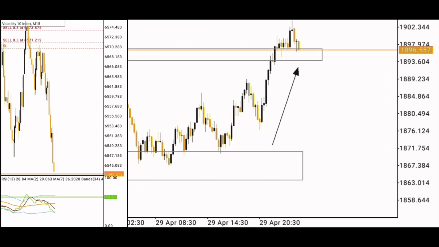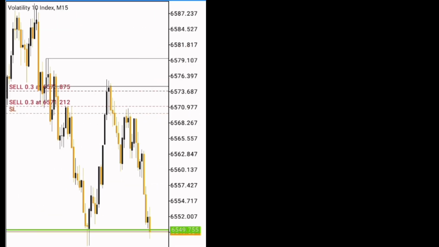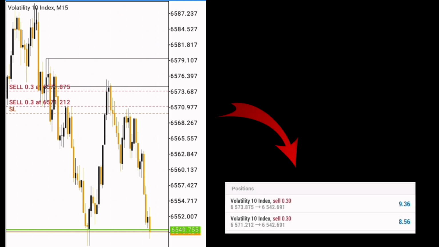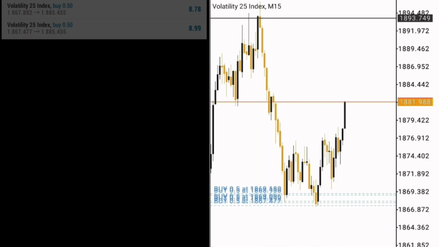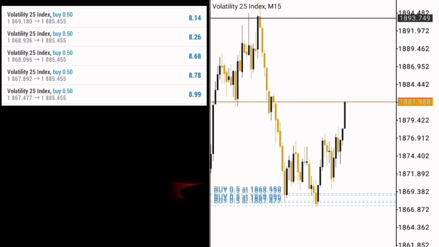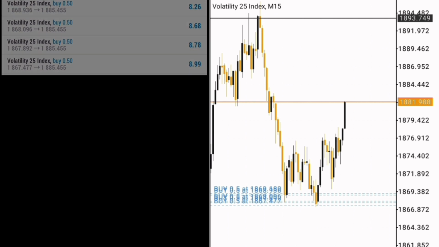Back to the video, I'm going to be showing you how I caught this V10 trade using the same technique that I am going to be sharing with you in just a moment. And also this trade that I caught on V25 using the same technique. So we're going to be having both scenarios, a sell scenario and a buy scenario. So sit back, relax and enjoy.